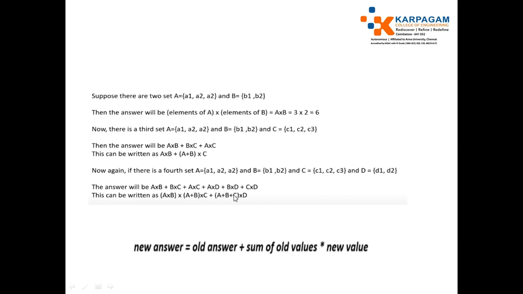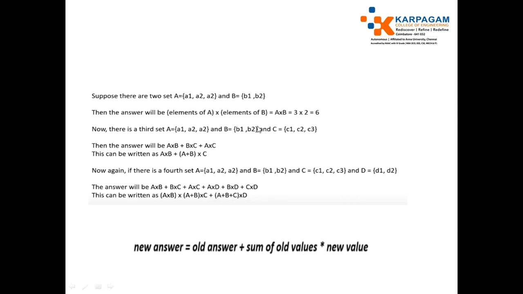If that is done, again if I rearrange that, you can see here A into B plus A plus B into C plus A plus B plus C into D. This can be written like this. So if you look at the answers for 2 sets, 3 sets or 4 sets: for 2 sets you get A cross B. For the third set inclusion I get A cross B plus A plus B into C. Similarly for another set inclusion you can see A cross B plus A plus B into C plus A plus B plus C into D.